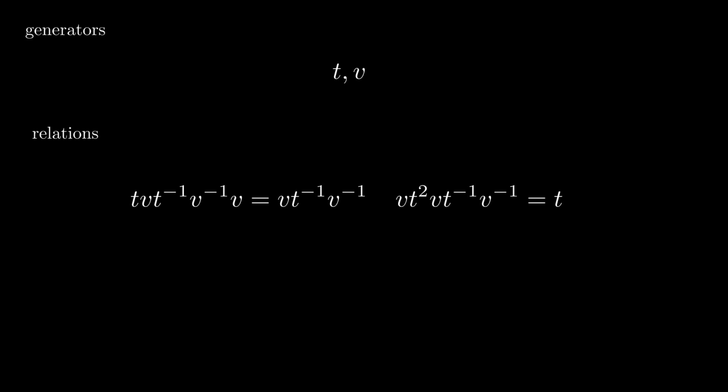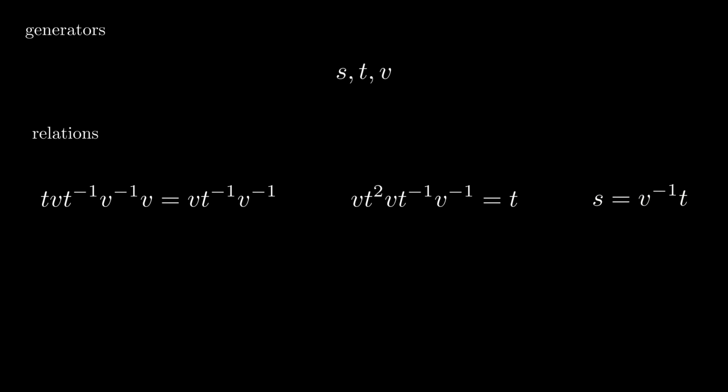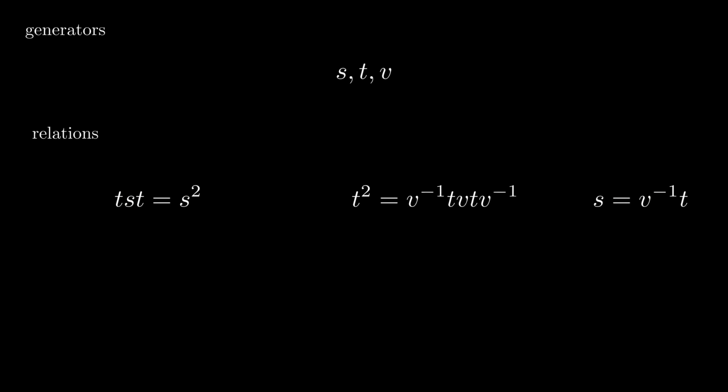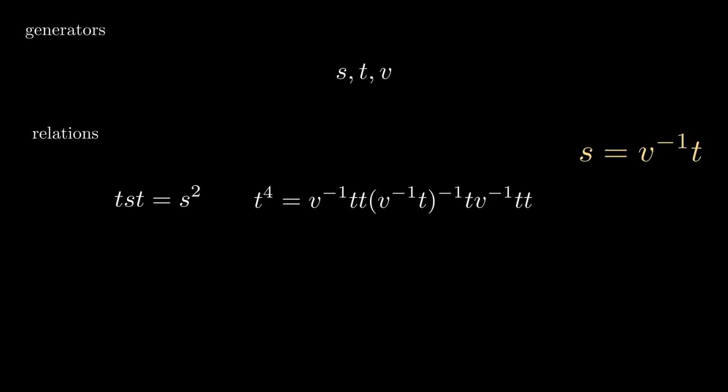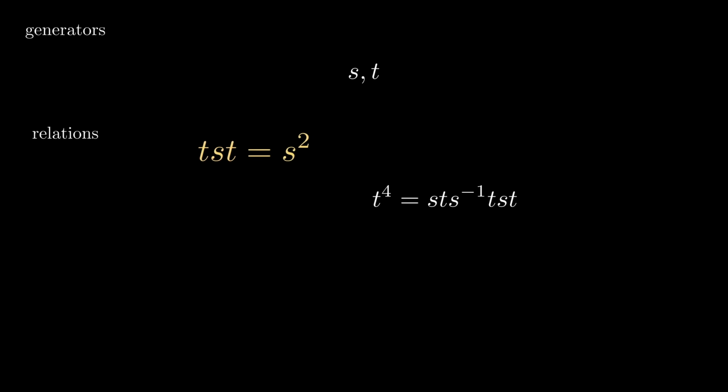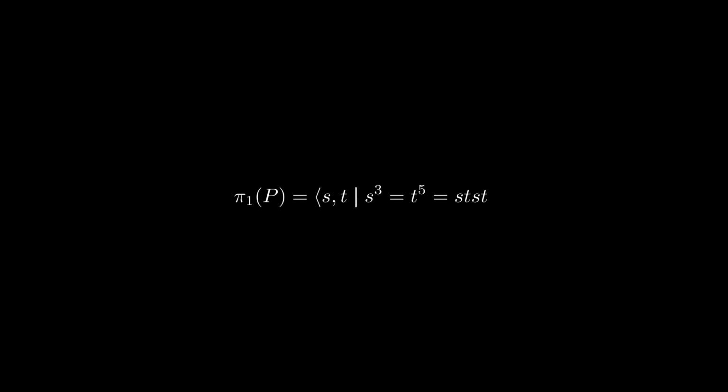However, the relations are still a little ugly, and we can clean them up by using a change of variables. We introduce a new generator S. Since it's entirely in terms of T and V, the group doesn't change. By rearranging and then substituting S, we obtain a much nicer relation. And the same is true of the other relation. Finally, we can write V in terms of S and T, and so it can be eliminated. After some final rearrangements, we obtain the following presentation for the fundamental group of P.